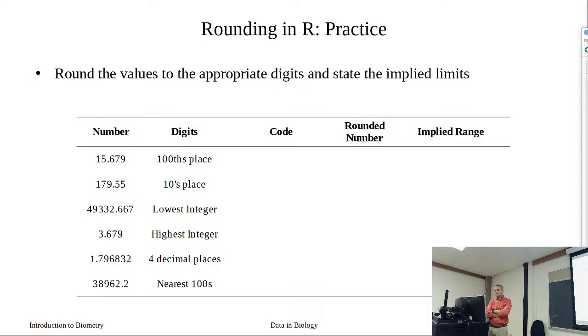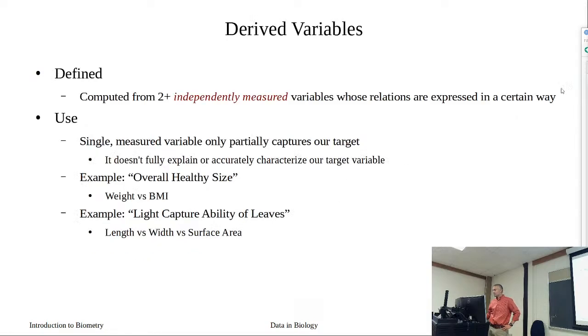All right, so we left off with the rounding. We did this, right? Went over the answers for all of these numbers in the implied range. Is that right? So, all right. Talk about derived variables.